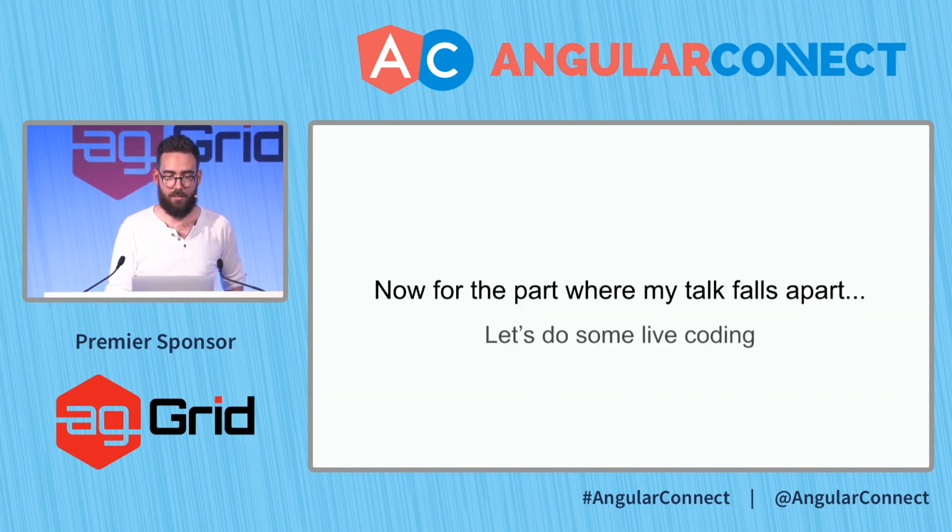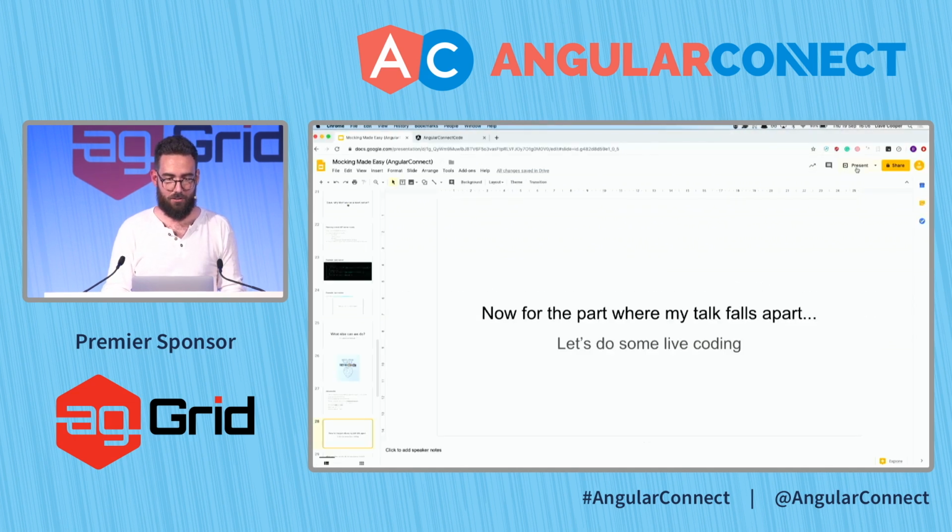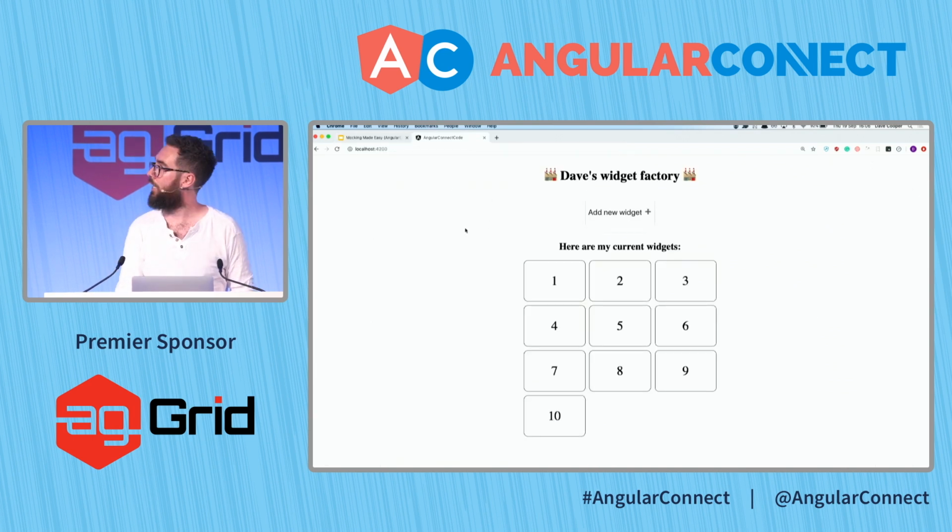So let's jump into some coding, which hopefully doesn't go too badly. Let's jump out here. I can still see everything fine. So what I have is a very small Angular application, and it's a little widget factory, which is super contrived, I know. But all this is doing is fetching a bunch of widgets from a node service and then displaying them. So here I have 10 widgets.